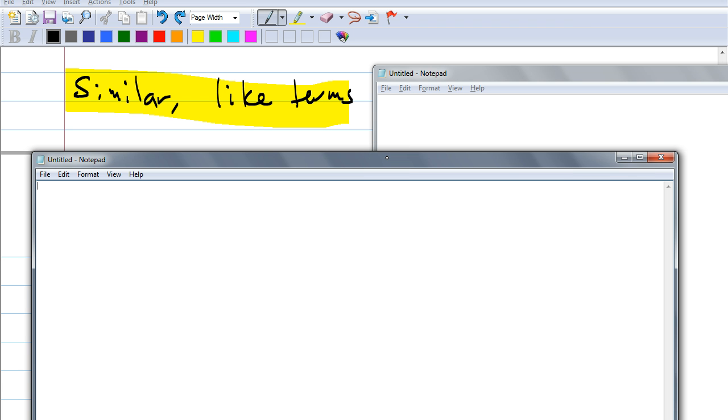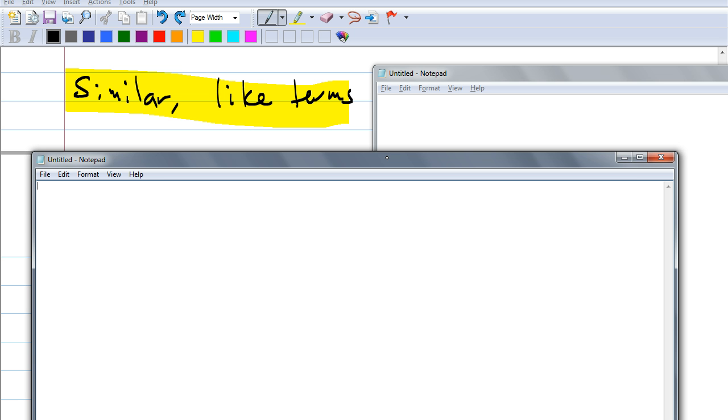So, how many people have heard of similar terms, or more likely, like terms? Raise your hand. You've heard of like terms before? Good. And so, like terms, how would you explain to someone who is a bit confused or has not heard of what like terms are? If somebody asks you what like terms are, or your younger brother or sister doesn't know, what would you tell them? How would you describe like terms?